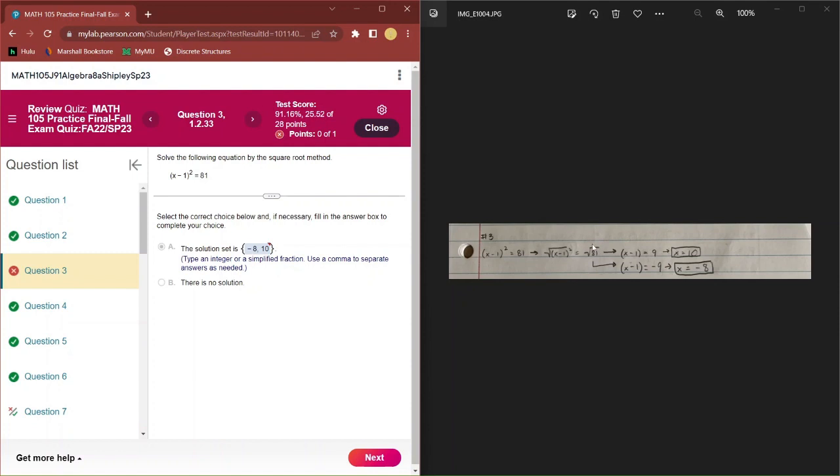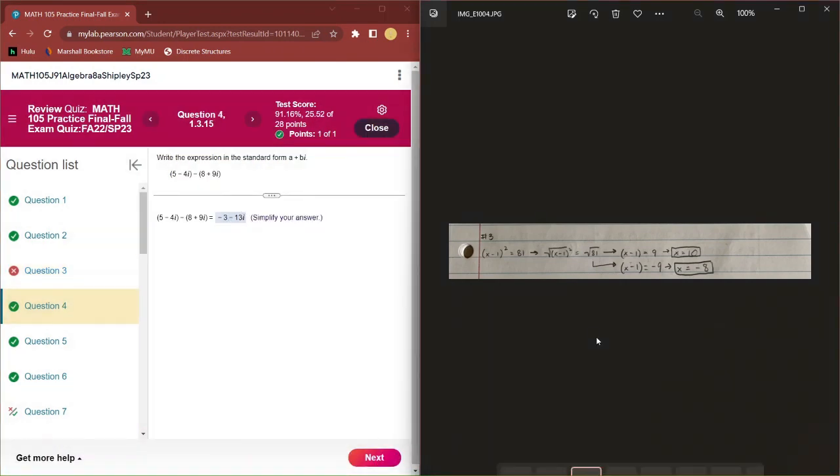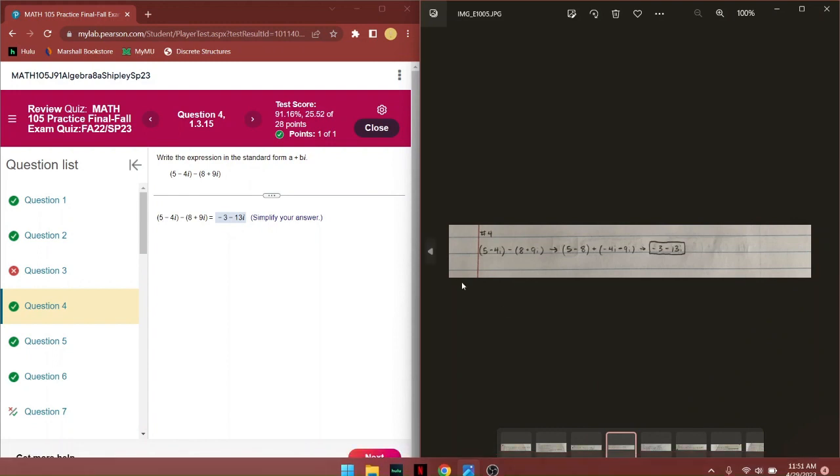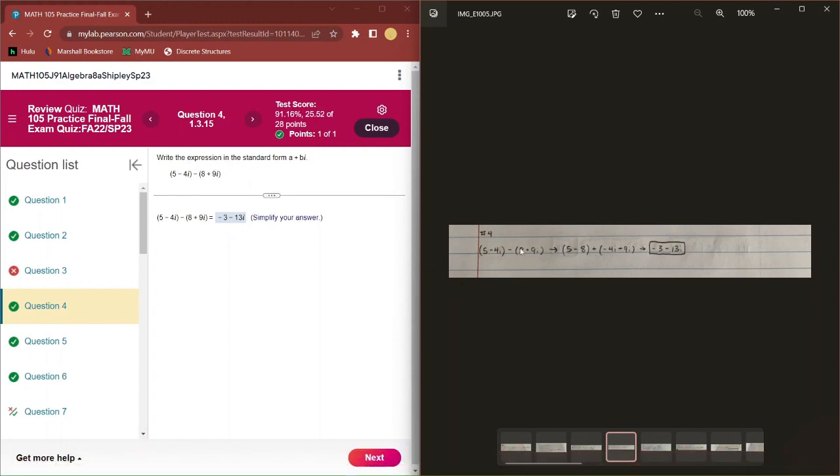But another square root of 81 is negative 9, because negative 9 times negative 9 gets rid of the negative. And then you just solve for x again, which would just be adding 1 to negative 9 and getting negative 8. So that's the answer there. So question 4, you just combine like terms. So just 5 minus 8, negative 4 minus 9i, as you can see here, and you just get negative 3 minus 13i.